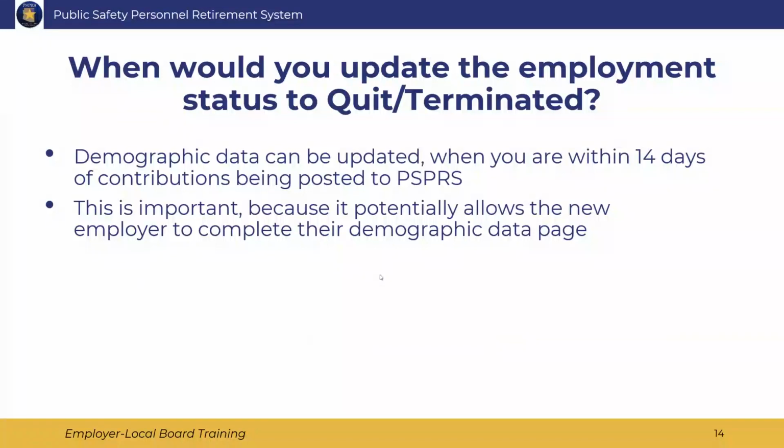The demographics data can be updated when you're within 14 days of the contributions being posted to the public safety retirement system. So if a member decides to terminate during a pay period, as soon as you find out that they've terminated, you can go in and update the status on this. That way, when this member actually moves to another employer of the system, they'll be able to enter their information right away and not have any delays in their contributions. Also, it locks up the system so you can go ahead and put yours in.